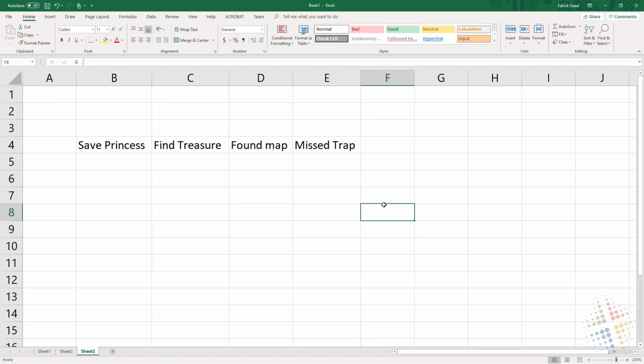Or, since all of these are true and false questions, what I can do is I can start putting these into a binary configuration. So, for instance, did they save the princess? No. Did they find the treasure? No, not yet. Have they found the map? Yes. Did they miss the trap? No.